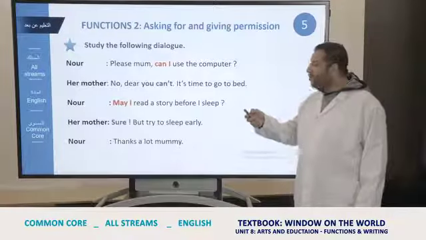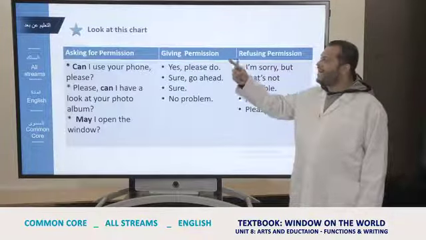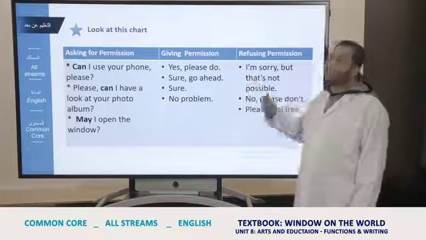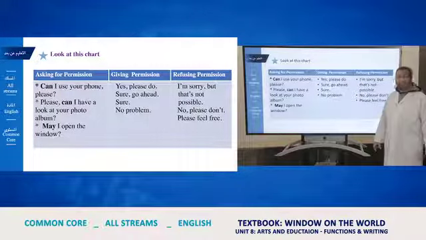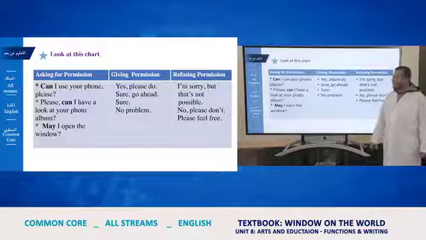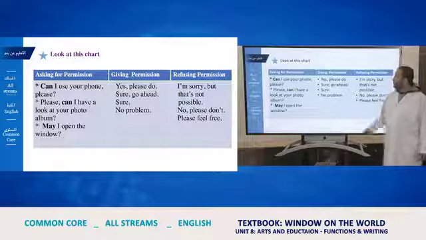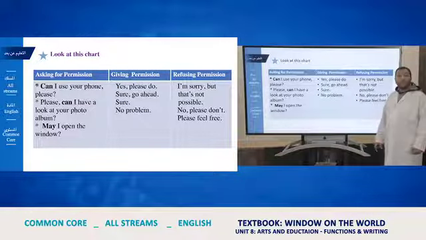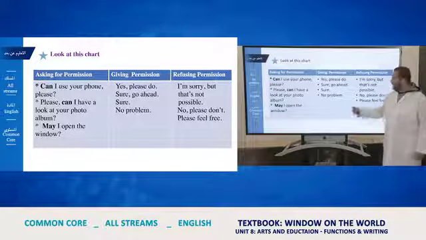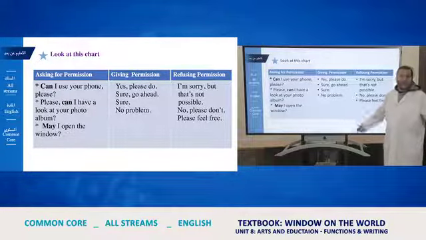Now let's learn more expressions of asking for permission, giving permission and refusing permission. For example, asking for permission. Can I use your phone, please? Second one, please, can I have a look at your photo album? And the third one, may I open the window? To give the permission, you can say, yes, please do. Sure, go ahead. Or, sure. Then you can say, no problem.